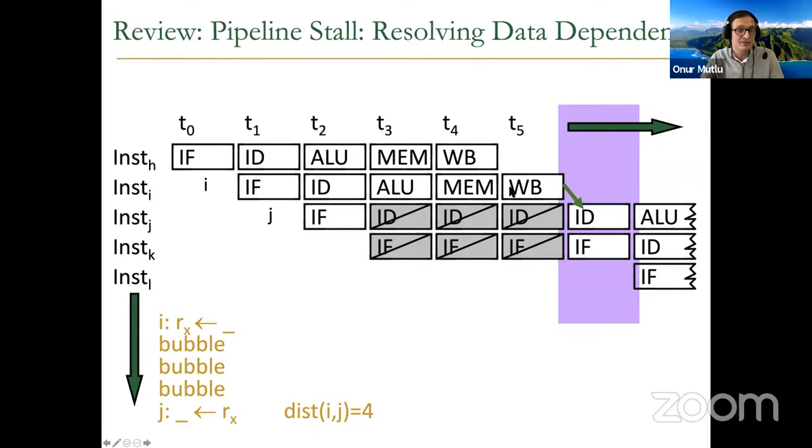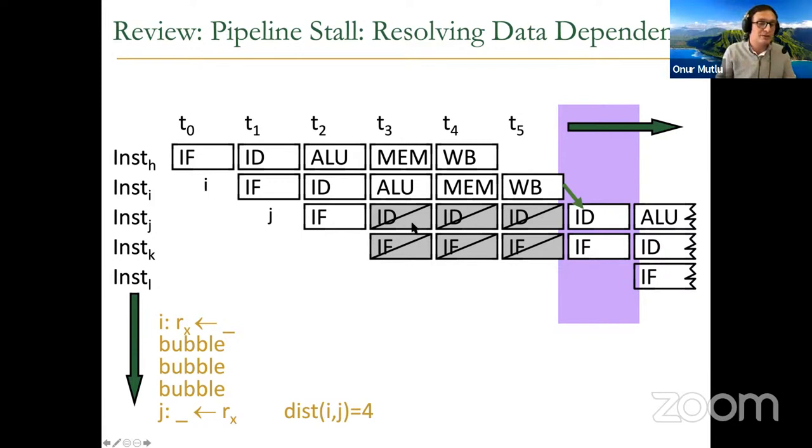In the second half, instruction J reads from the register file. That way you can reduce the three-cycle bubble into a two-cycle bubble, clearly, okay? Of course, bubble means somebody needs to detect the dependence, right? The hardware needs to figure out that instruction J is reading from a register that's going to be written by instruction I. And the hardware needs to add logic.